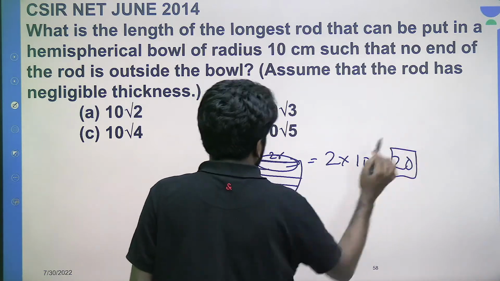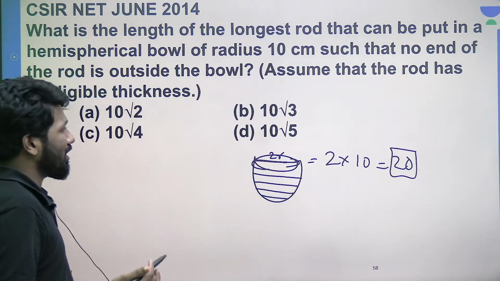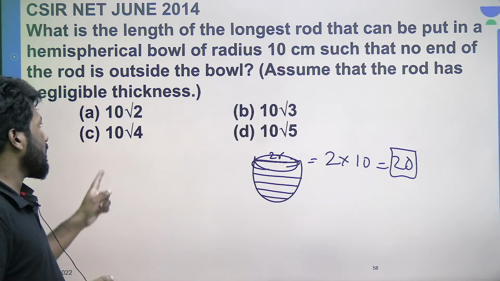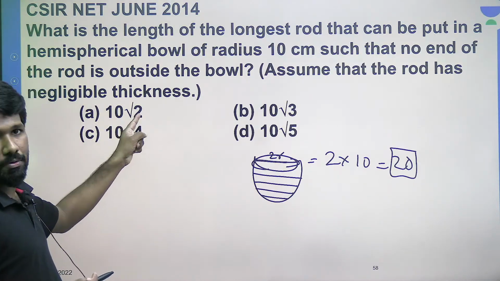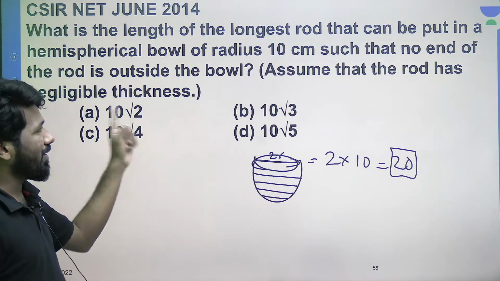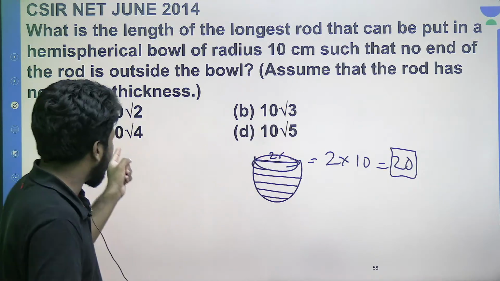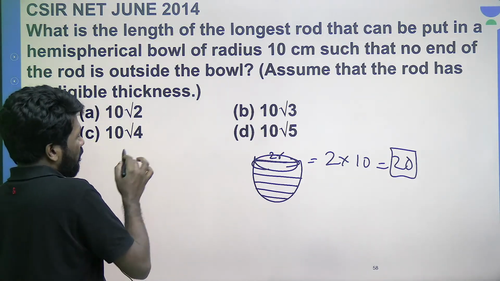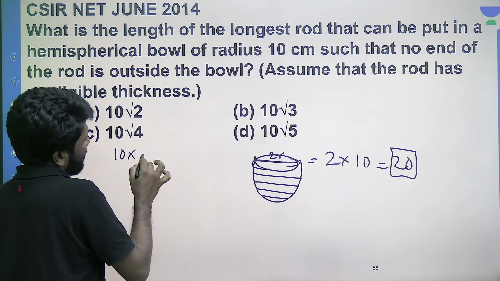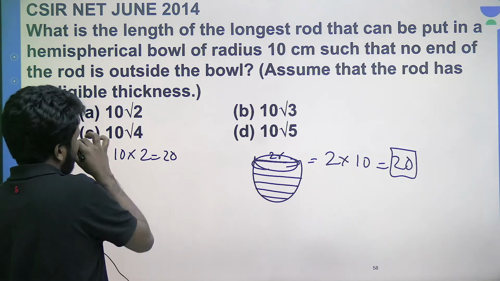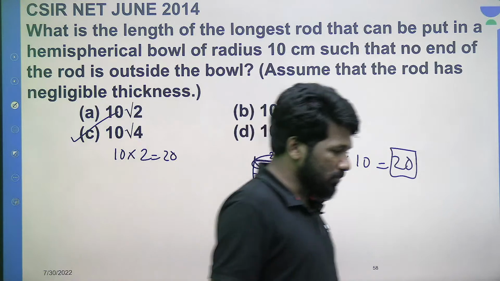Now some of you may be confused, 20 is not in the answer options, right? 20 is in the answer options. Let us check. What is 10 into root 2? It is not 20 anyway. What is 10 into root 3? It is not 20. But look at 10 into root 4. Root 4 is 2, right? So 10 into 2 is 20. So that is the only trick CSIR have used.